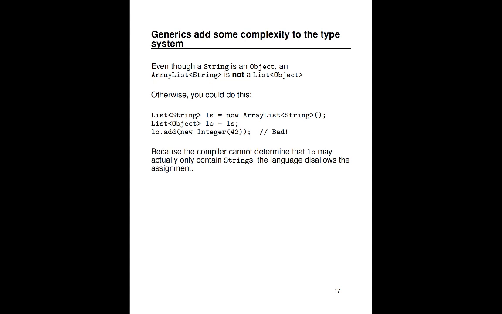So let's say I've got a list of strings there in the ls variable, and if I could assign it to a list of objects, lo, the compiler would let me say, well, okay, this is a list of objects. You can add any object to it. And now I can add a new integer object to the list of objects. But if you look at what it really refers to, it's supposed to be a list of strings. So the compiler does not allow you to do that second line, which is the assignment of a list of strings to a list of objects.